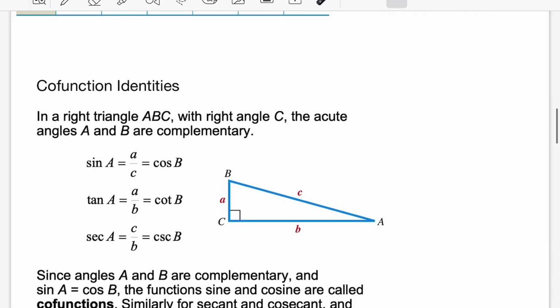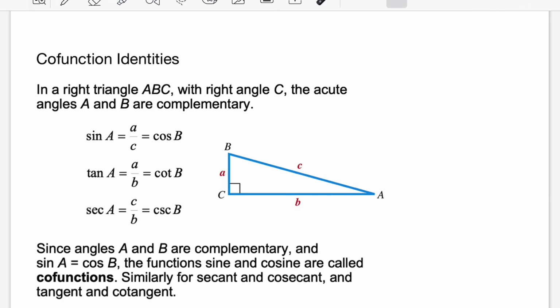Now moving on to what's called cofunction identities. So if we're given a right triangle, ABC, so this means we have angle A, B, C here. C is going to be our right angle, and B and A are going to be acute angles, and these guys are actually called complementary angles. So sine of A here is going to be opposite over our hypotenuse, so A over C here, and that's going to be the same thing as cosine of our angle B, because cosine is going to be adjacent over hypotenuse.